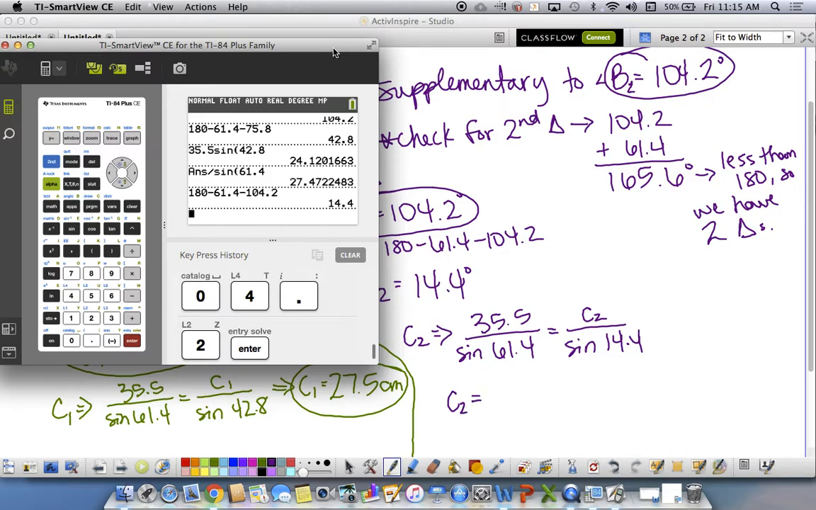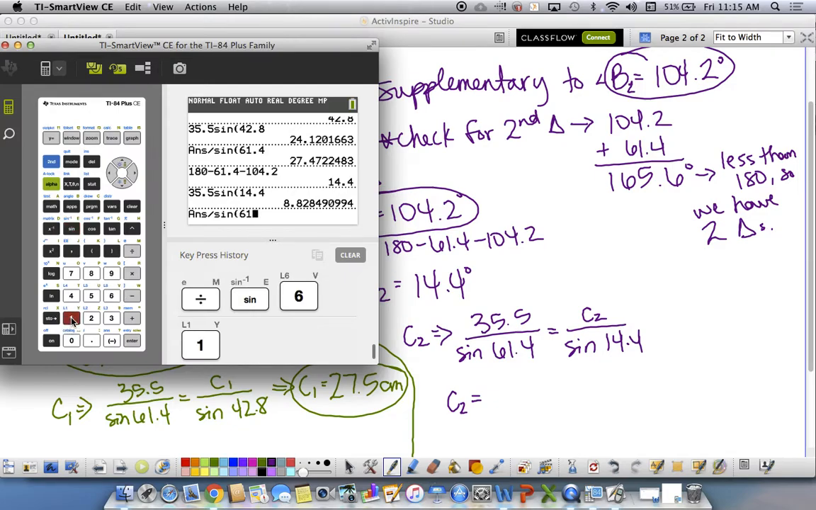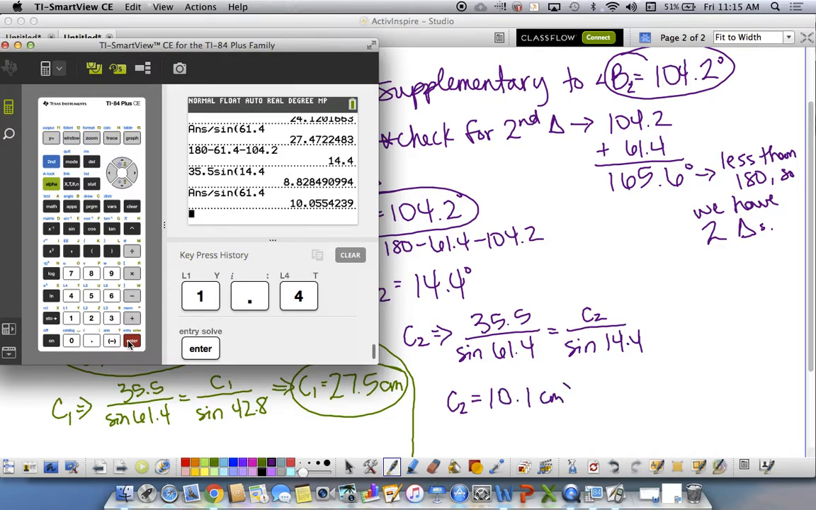When we plug all of that into our calculator, I'm going to cross multiply 35.5 times sine 14.4, and then divide by sine of 61.4. That's going to give me the side C2, which is approximately 10.1 centimeters.